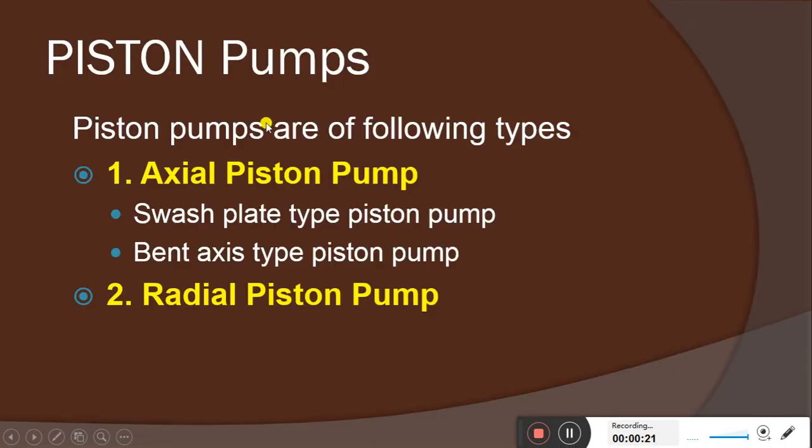Piston pumps are nothing but pumps where we use piston cylinders, and the reciprocating movement of the piston pumps the fluid. So the reciprocation of the piston is useful for the pumping action, and that's why we consider these as piston pumps. The piston pumps are of the following types: one is axial piston pumps and the other is radial piston pumps. The axial piston pump consists of two types: one is the swash plate type piston pump and the other is the bent axis type piston pump.